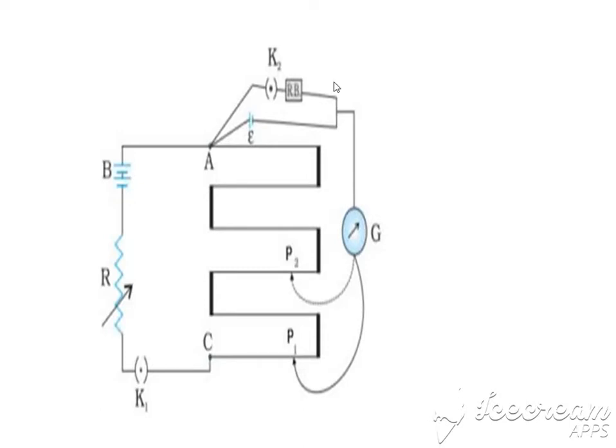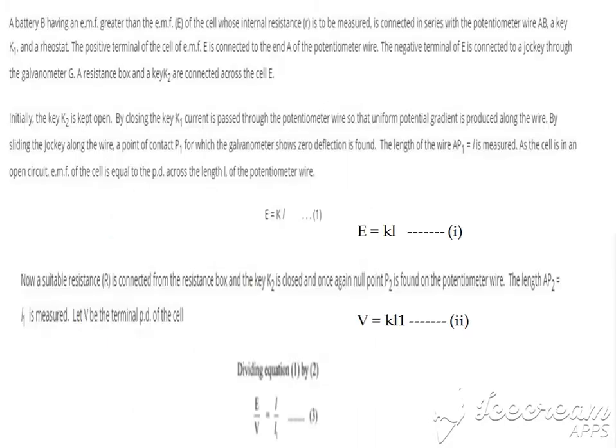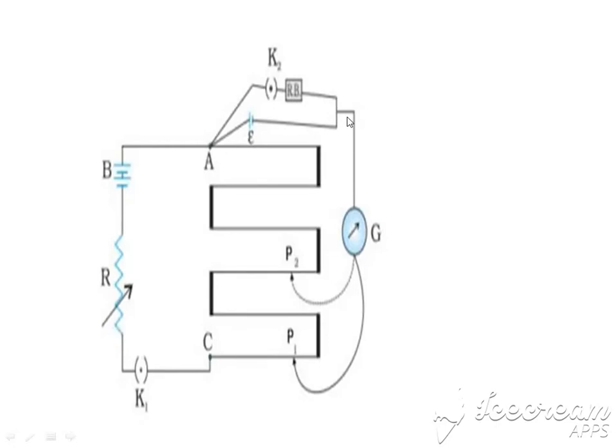When the key is open, this is the EMF. That is the difference between EMF and potential difference: when the circuit is open, the potential at that time is called the EMF. So according to the principle of potentiometer, E is proportional to L, and you get the first equation, E is equal to KL.